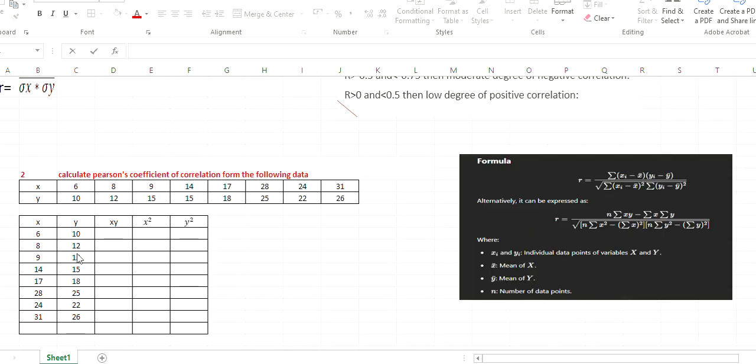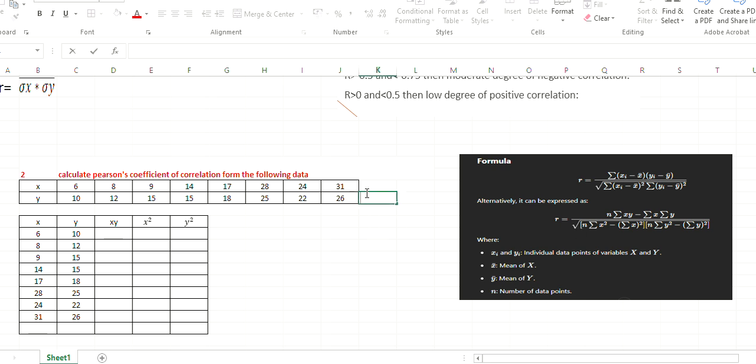Copied the data. Now why are we doing xy, x square and y square? The reason is we are applying this formula here. x and y is there, summation of x and y is there, x square is there, y square is there. First you need to calculate this, afterwards you can substitute and find out the r.